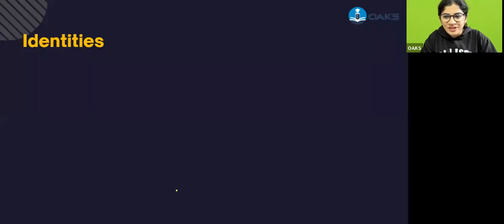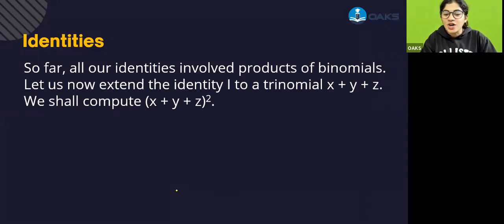We do not have a question. We have some theory that is based on x plus y plus z whole square. So we did x plus y whole square, right? We did x minus y whole square. We did x square minus y square. Now the next part of the identity is we shall compute x plus y plus z whole square, that is a trinomial. It has 3 terms, x plus y plus z. Now we have x plus y plus z whole square.